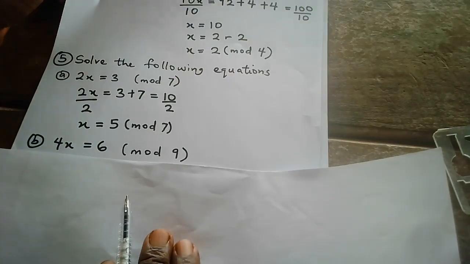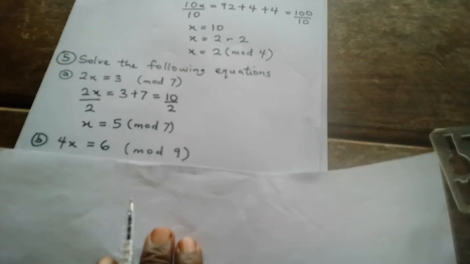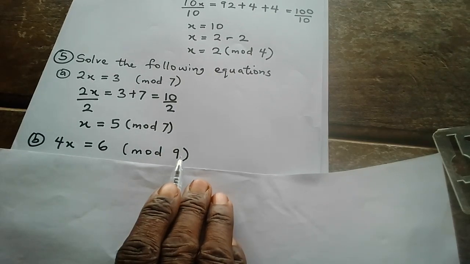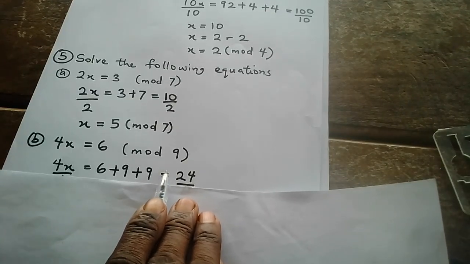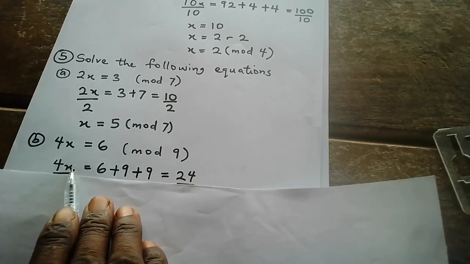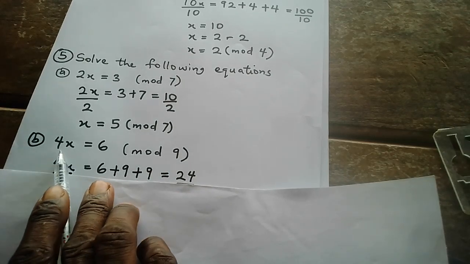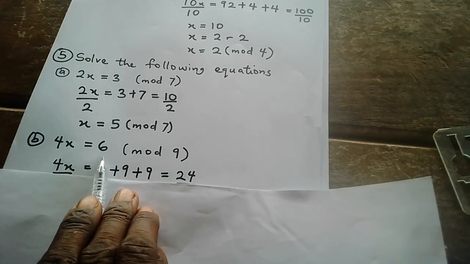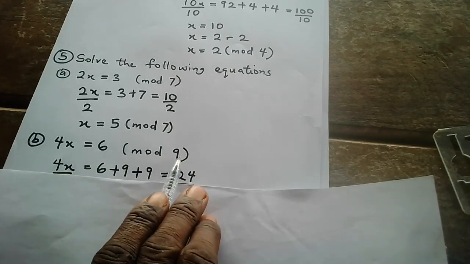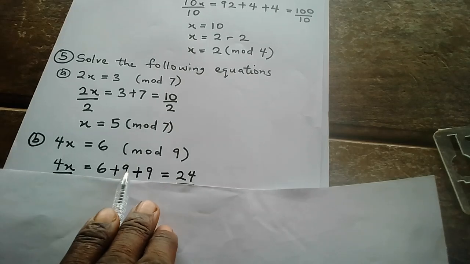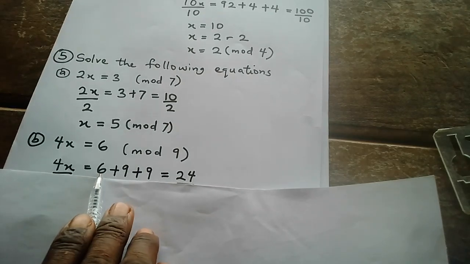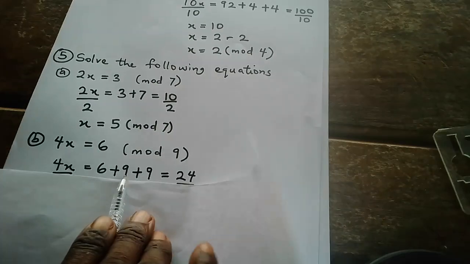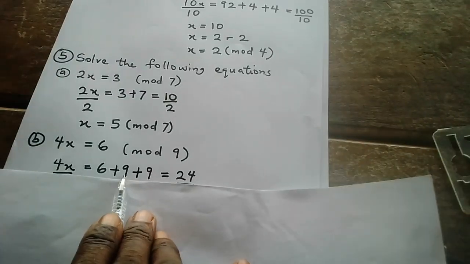Let's have another example. We are having 4x should be equal to 6 to be written in mod 9. Now to be written in mod 9, look at this. We are having 4x. If you divide both sides by 4 straight, 6 divided by 4 will give you a decimal. So because of that, and since this is in mod 9, you are going to add 9 to it. So 6 plus 9 is what? 15.